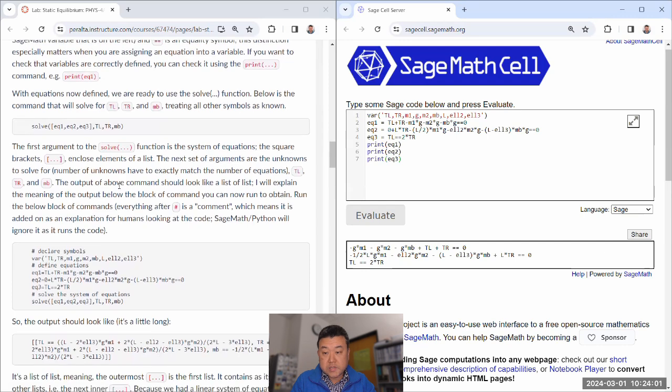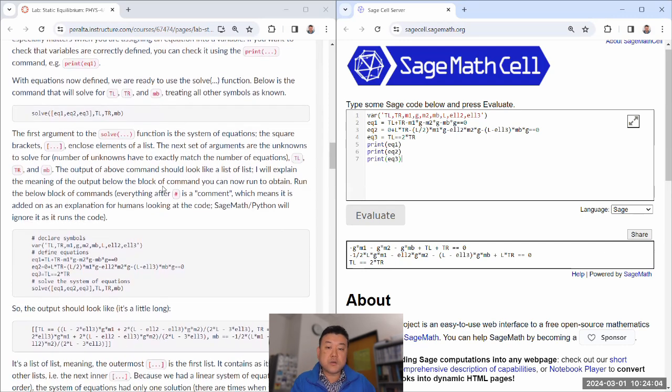Okay, with the equations now defined, we are ready to use the solve function. Below is the command that will solve for TL, TR, and MB, treating all other symbols as known. So solve, and I guess here I use the list version of it. Let's just use that. List of equation 1, equation 2, equation 3. That's my system of equations. And I tell it to solve for the following variables in order. So TL first, and then TR, and then MB.